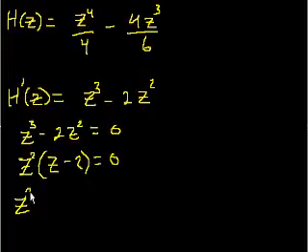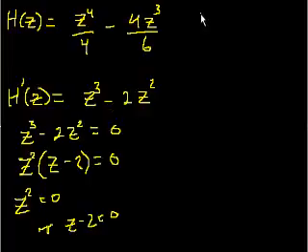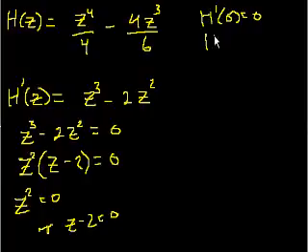So we know that either z squared is equal to 0 or z minus 2 is equal to 0. So the points at which the derivative is 0: h prime of 0 is equal to 0, and h prime of 2 is equal to 0. And that's just our algebra 2. So we just have to figure out what happens in the intervals, when we're below 0, between 0 and 2, and then above 2.